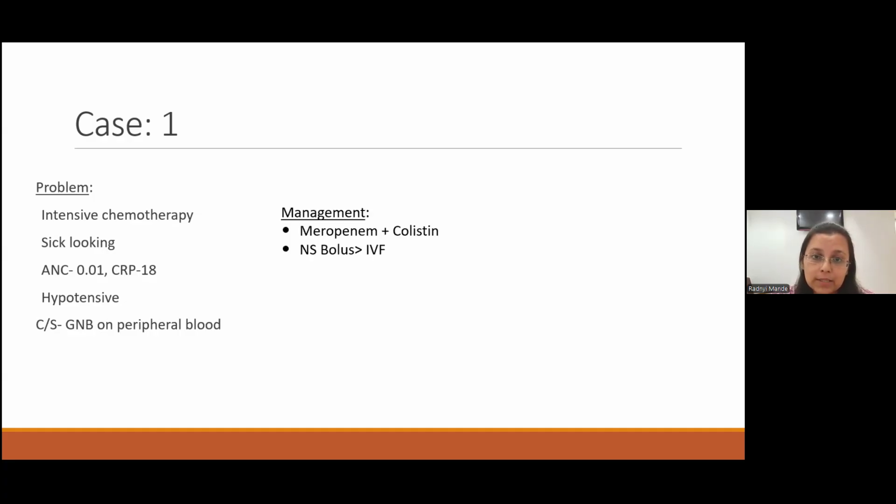So management wise, we'll start this child. First, we'll check the vitals. We'll give a bolus, that is NS bolus, and continue her on IV fluids if required. If BP doesn't normalize after that, we may even add pressors. Antibiotics, we'll give meropenem and colistin and look for any focus of infection and continue supportive management for this patient.